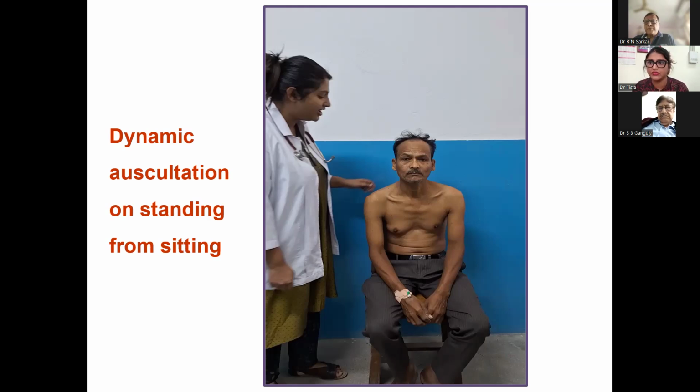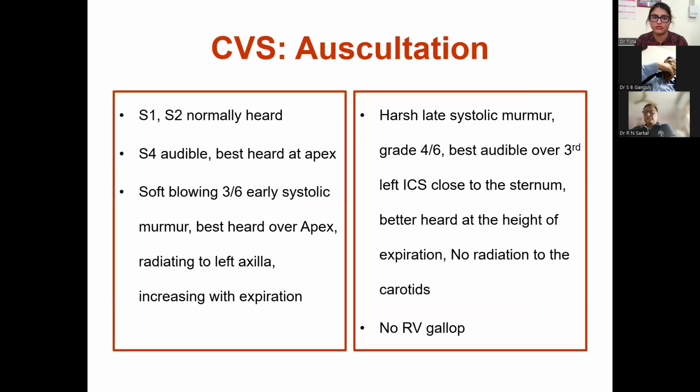Yes, Parthoda, please continue. But possibly this is a chronic and compensated MR. So the patient is broadly asymptomatic. Continue with dynamic auscultation. Yes, we can proceed with the dynamic auscultation.